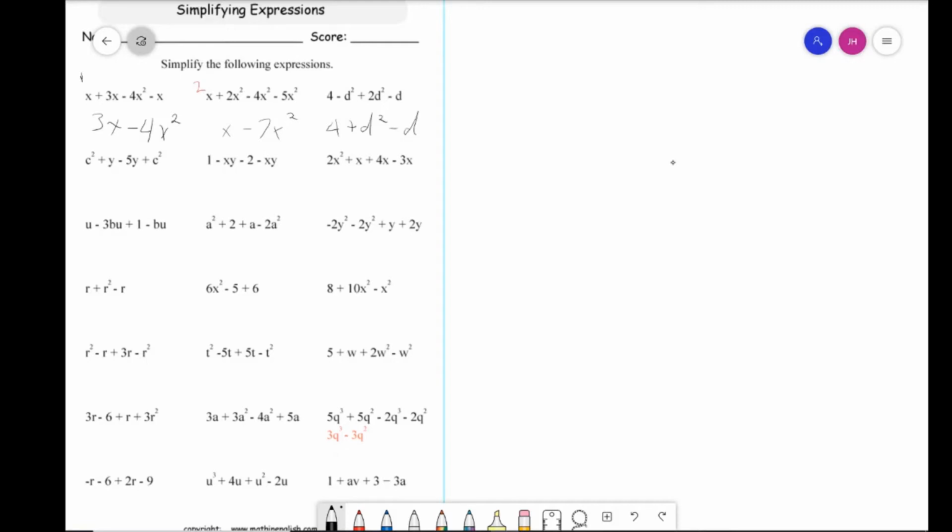And keep going. That will be c squared plus y minus 5y plus c squared. So there are two different variables in here. One is the c squared, which can be combined with another c squared. Another like term is the y and y over here. So let's do it. C squared plus c squared, that will become 2c squared. Plus 1y minus 5y, that will get you minus 4y.